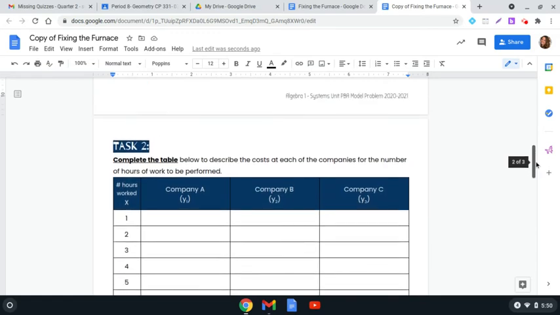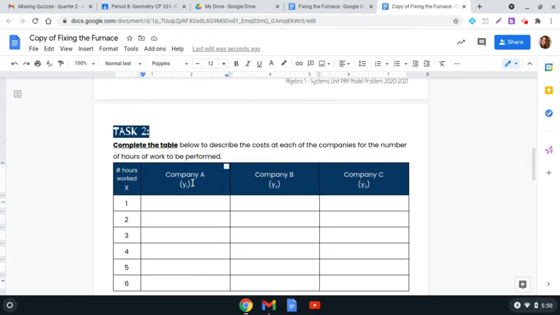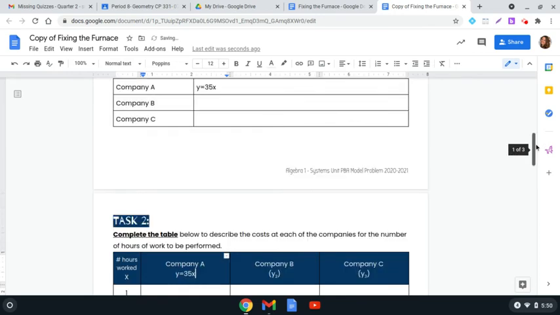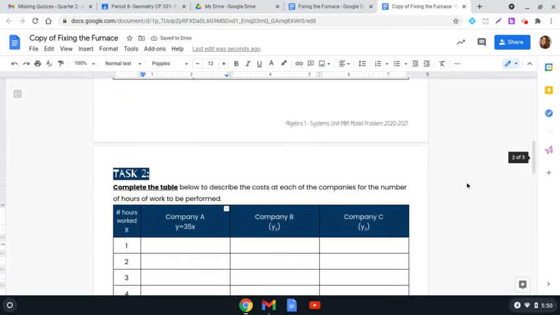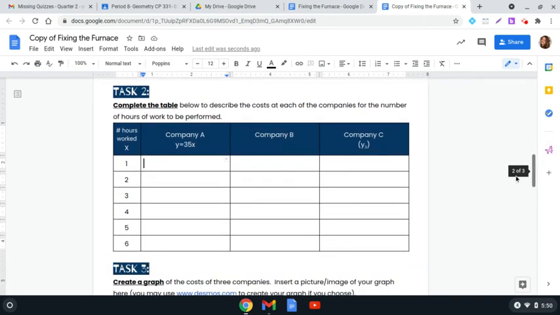So when you're filling out your table, I want you to replace this right here with the equation. So the first one we did was y equals 35x, if I remember correctly. Let's make sure I'm correct. Yep. So then whatever your new equation is here for company B, I want you to type it in there. Same here with company C. Now we're going to do a table. And when you do this table, you're going to kind of ignore these 2 columns and just focus on this is your x and this is your y.